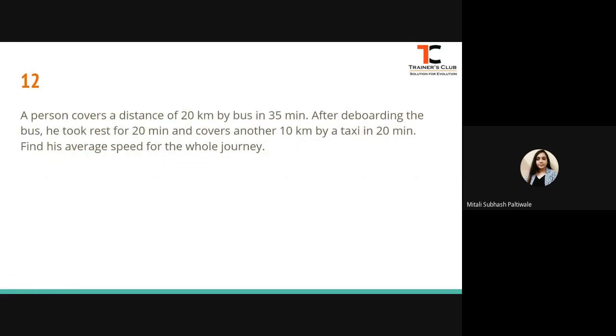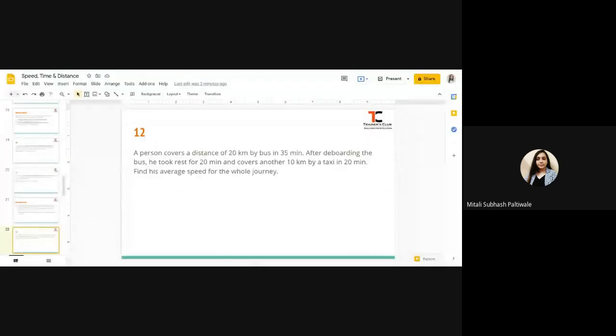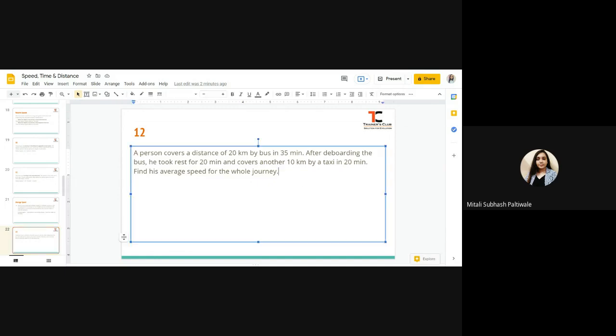Now let's get on to an example to understand it in a better way. Look at this. A person covers a distance of 20 kilometer by bus in 35 minutes. 20 kilometer, 35 minutes, and that too by bus. After deboarding the bus, he took rest for 20 minutes and then traveled another 10 kilometer by taxi in 20 minutes. So find the speed of the entire journey.